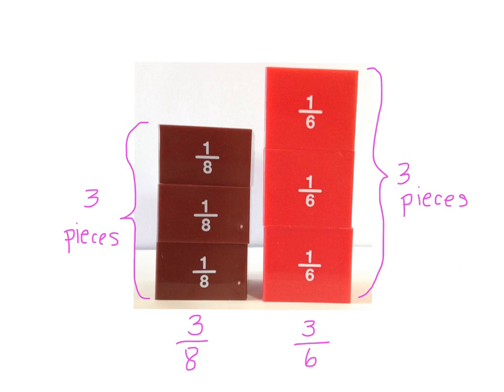In this example, we're looking at 3 pieces on each side. On the left-hand side, we have 3 pieces that are each 1/8. So we have 3/8. On the right-hand side, we're looking at 3 pieces, but each piece is 1/6. So that means 3/6. So when I'm looking at comparing two fractions with the same numerator, I have to think about the size of the denominator. Eighths are smaller pieces than sixths. So 3/8 is less than 3/6.